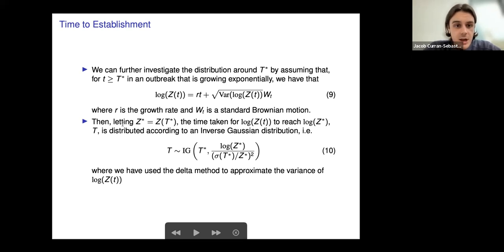If we let z star be the number of cases at time t star, then the time taken for log zt to reach log z star is given by an inverse Gaussian distribution. An inverse Gaussian distribution is the standard hitting time for a Brownian motion. So we use an inverse Gaussian distribution, and we estimate the variance of log of z using the delta method. We just take the second derivative and use that to estimate the variance.